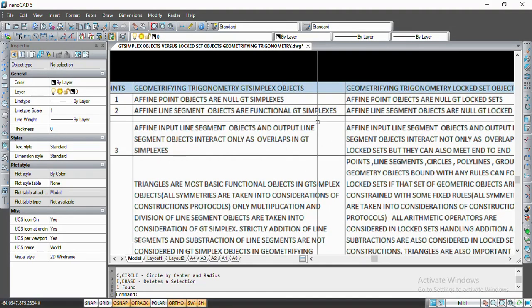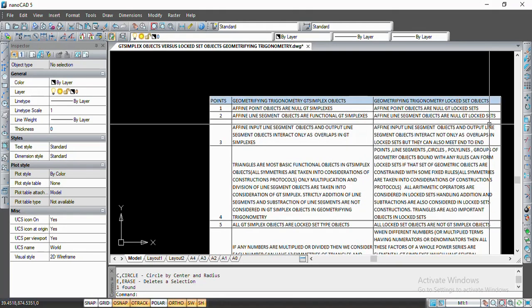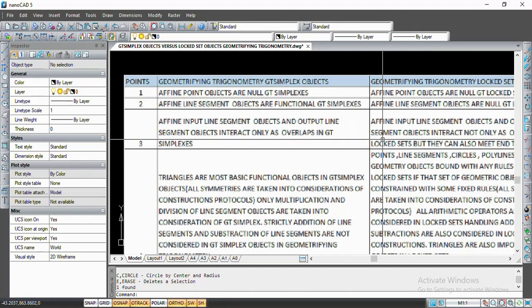Now we are coming to the second point, affine line segment. Everything is affine here. Affine line segment objects are functional Gtsimplex objects, because the structural unit can have the points, the lines, the triangles, but the functional operations are done with the line segments only. The affine line segment objects are the null Gtsimplex, GT locked set objects, because until the triangles are glued, we cannot take those things.